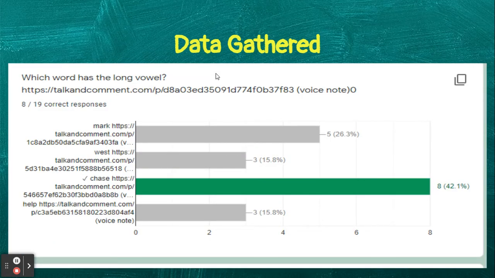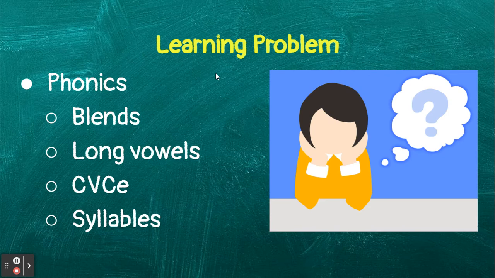As you can see here, here's one of the questions that had the lowest percentage. Which word has the long vowel? And this is something that we have not really gone over yet, so it makes sense that my students have a little bit of difficulty with that. The learning problem: students had a problem with phonics, so blends, long vowel, CVC, and syllables. This is an area where I can target them more and start to focus on ways that I can help them with their decoding.